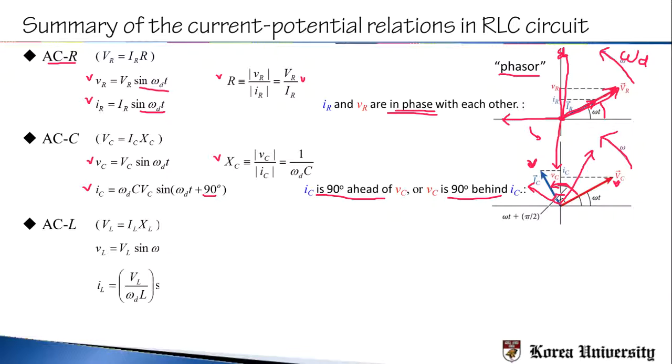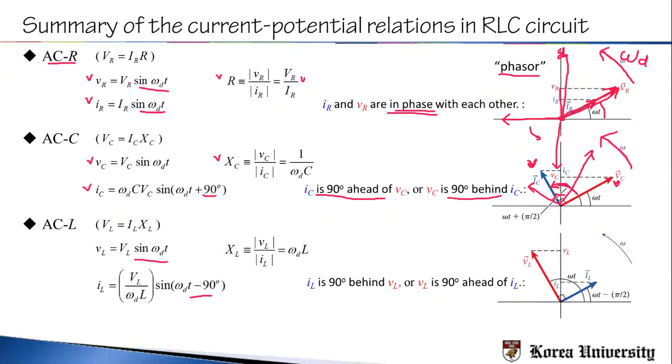How about the case of the AC source with the inductor? In this case we learned that compared to the sine function of the potential, the current was at a 90 degree lower angle. If you use the phasor, it will look like this. You see that this is the potential arrow and this is the current arrow, and the angle for the current is 90 degrees smaller, right? Again, the potential is always 90 degrees ahead, or the current is always 90 degrees behind. And this was how we defined the inductive reactance.